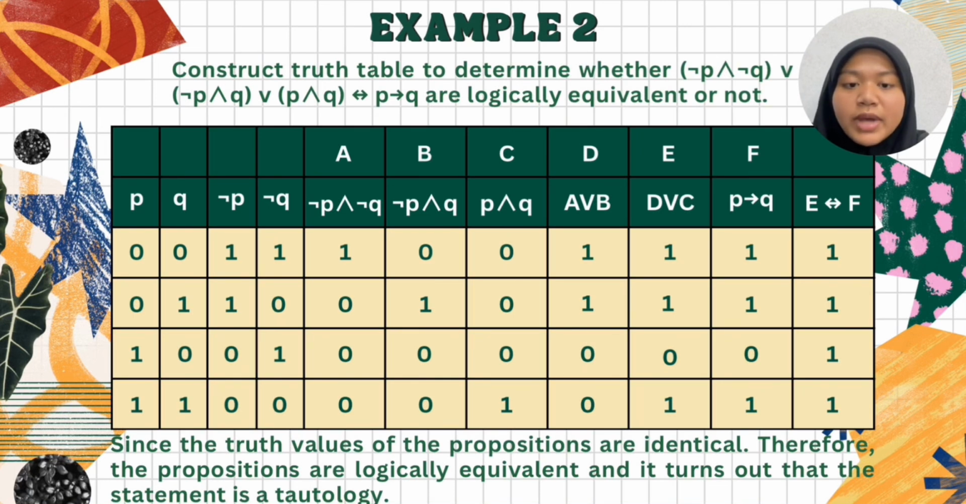Lastly, for column F, P implies Q. We will get 1101. From columns E and F, we can see that the propositions are identical. Therefore, the propositions are logically equivalent. For E if and only if F, we get 1111. It shows that this is a tautology. It is because a tautology is a statement that is always true regardless of the circumstances in mathematics.